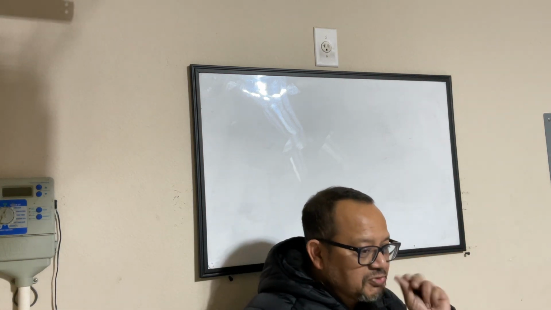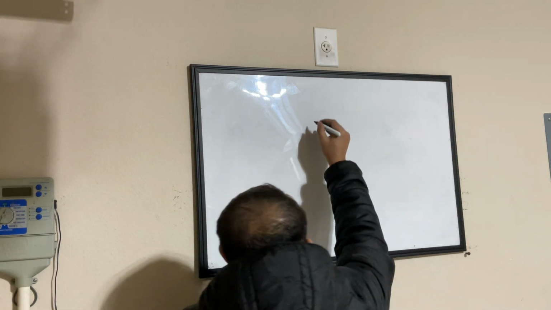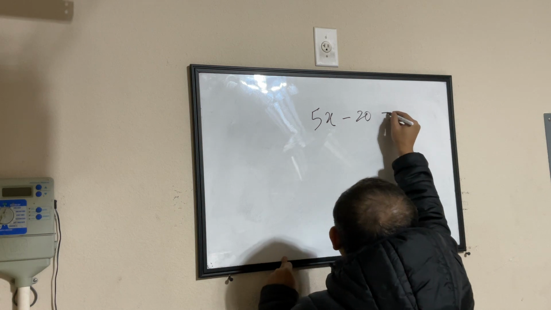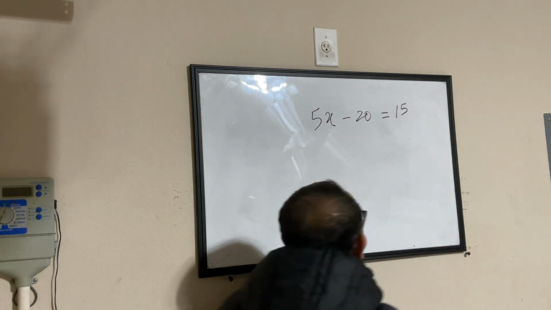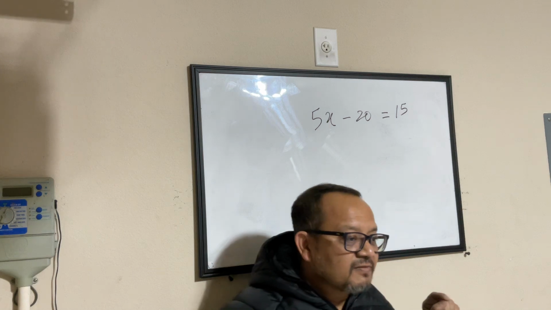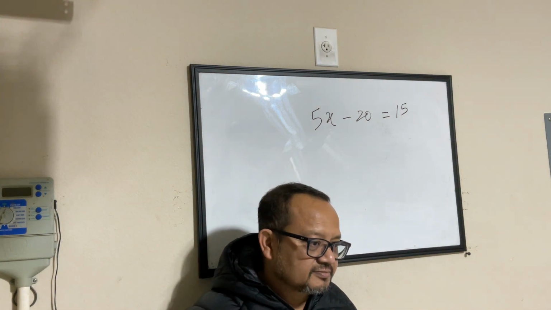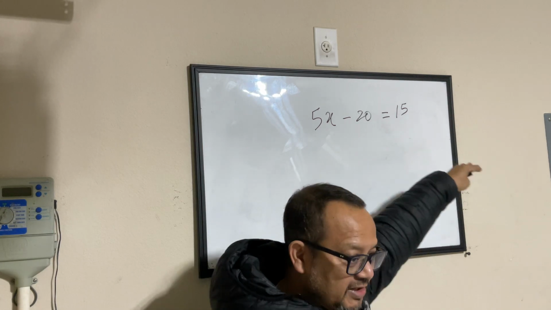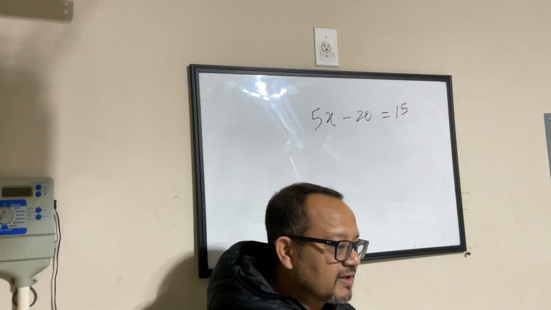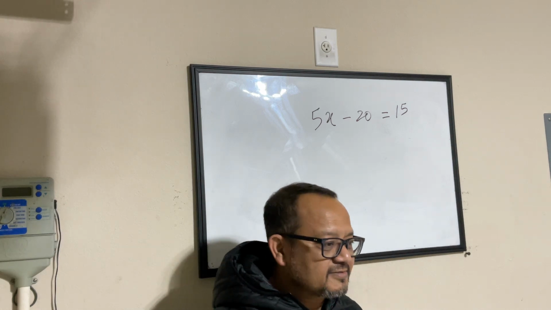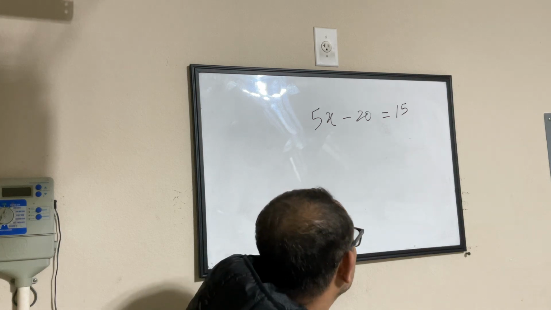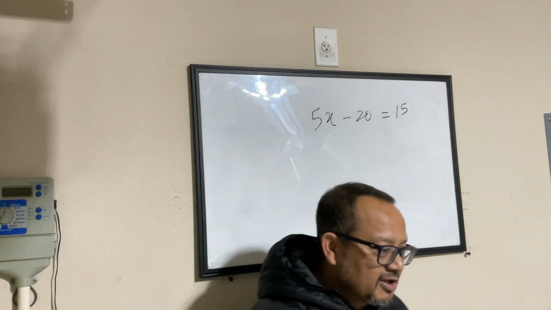Now, let me tweak things a little bit. I have 5x minus 20 equal to 15. Find out the value of x. 5x minus 20 equal to 15. Find out the value of x. Yes, Ritika. Should I say the value? Yes, please. x is 7. x is 7. Okay.